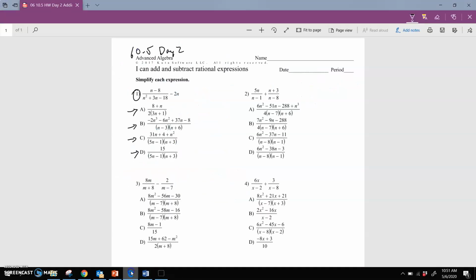I would go back to my worksheet, and I do see that letter B was negative 2n cubed minus 6n squared plus 37n minus 8. Now they do have the bottom as n minus 3 times n plus 6. We had n plus 6 times n minus 3, but because of the associative property of multiplication, that order does not matter.